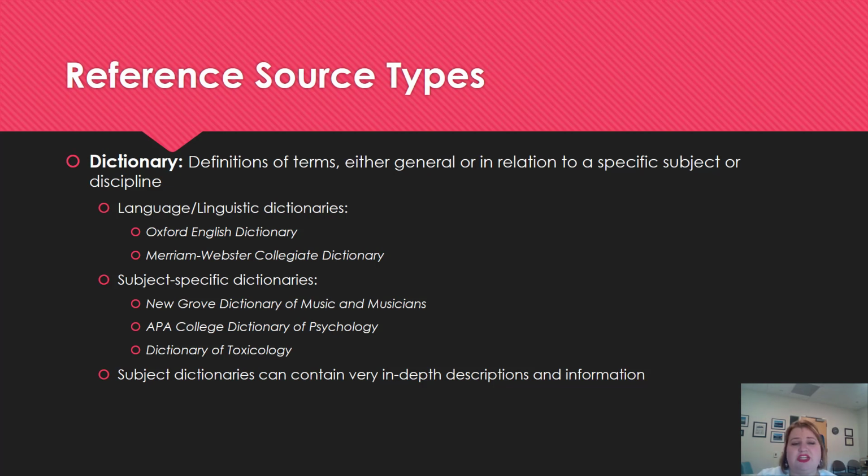So that New Grove Dictionary of Music and Musicians, that's not just going to give you that this person played this song and was famous for that. It's going to give you a very in-depth description of who that musician was, why are they famous, what are they known for, how did they contribute to their genre of music, etc. So it's very close to biographical info for New Grove with that one. So they can contain much more in-depth descriptions than just the one-line thing that you're used to with language dictionaries.